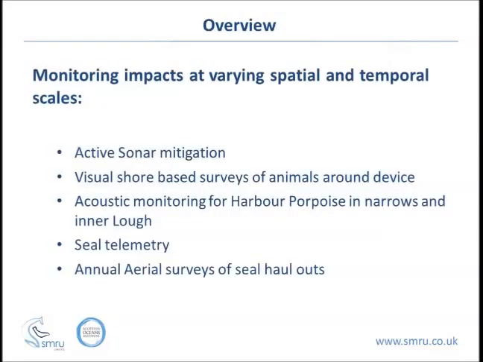So today I'm going to talk to you about the monitoring program for marine mammals over the course of the project. We've been monitoring impacts on marine mammals at a number of spatial and temporal scales, including techniques such as using active sonar mounted on the device to look at underwater interaction with underwater targets. We've had a program of visual shore-based surveys observing marine mammals at the surface around the device. We've also been doing acoustic monitoring for harbour porpoise in the narrows and inner loch using T-pods. And we've carried out some seal telemetry studies looking at behaviour of seals as they transit in and out of the loch, and the effect of the turbine on that behaviour. And we also carry out annual aerial surveys of seal haul-out sites on a regional basis.